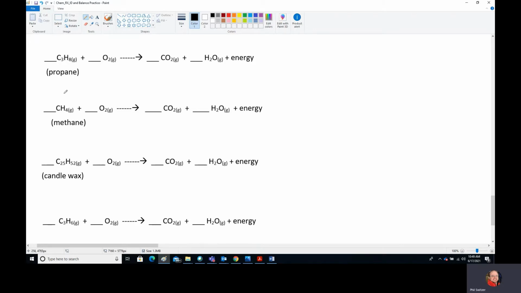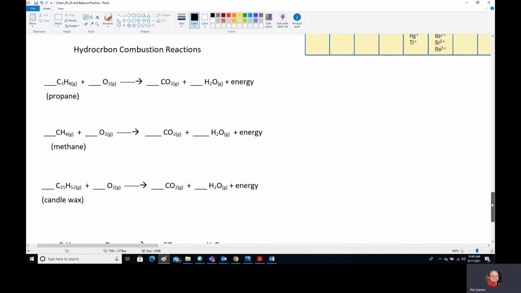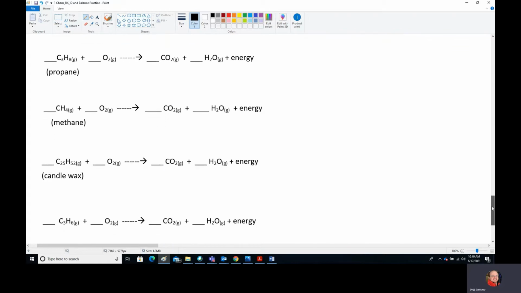All of the reactants have a hydrocarbon, and that is hydrogen and carbon, and stuff like propane, methane, candle wax, and this one here, C3H6, look that one up so you can get its name, all being combined with oxygen. Whenever we're talking combustion, whether it's hydrocarbon combustion or any kind of combustion, it's with oxygen. But look at the products from these reactants, same product, CO2, H2O.